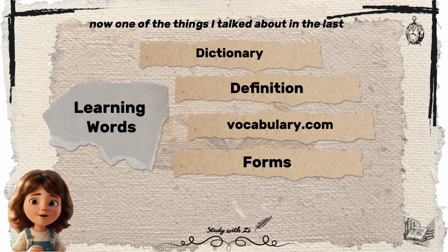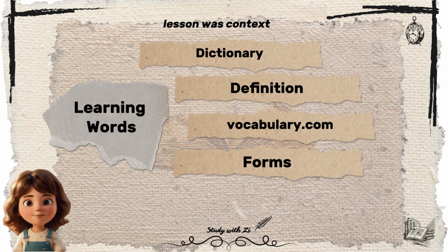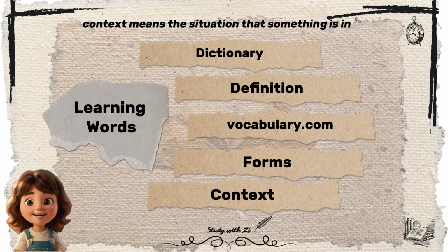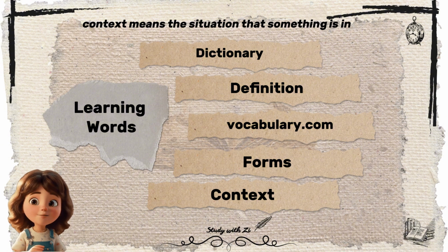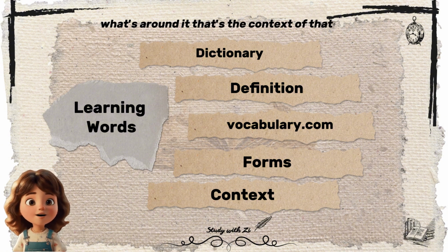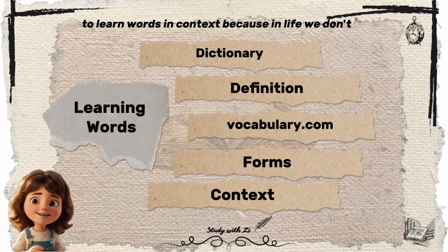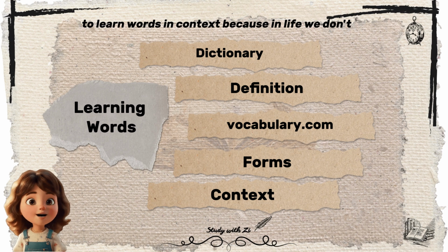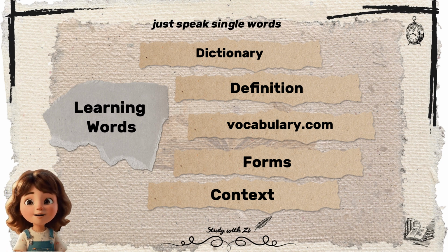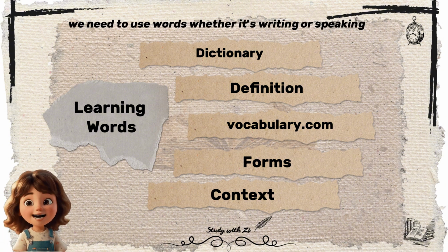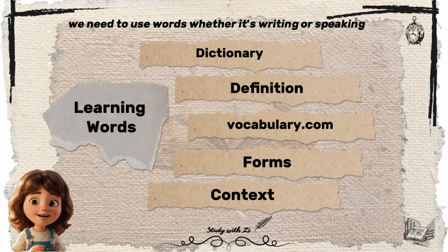Now, one of the things I talked about in the last lesson was context. And remember, context means the situation that something is in, what's around it. That's the context of that. And it's really important, I believe, to learn words in context. Because in life, we don't just speak single words. We have to speak words in sentences to explain ideas, right? We need to use words, whether it's writing or speaking, right?